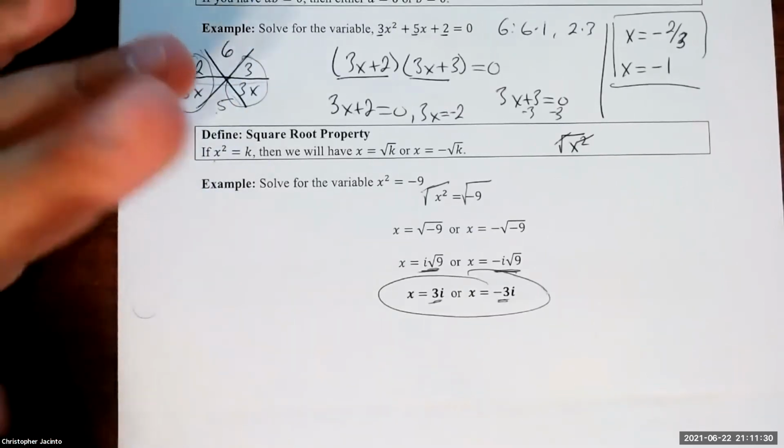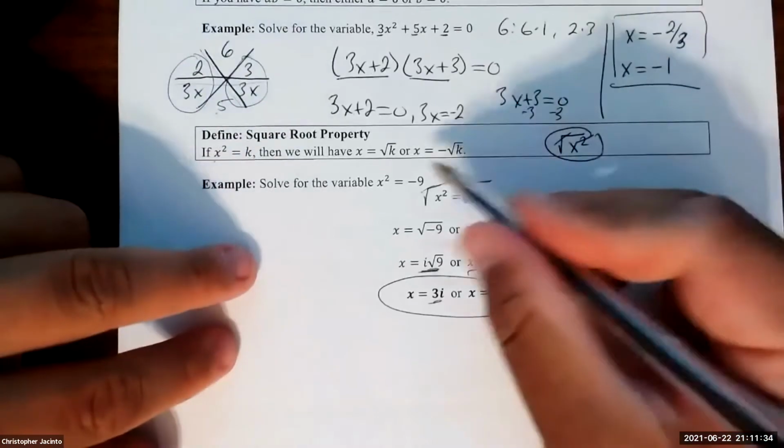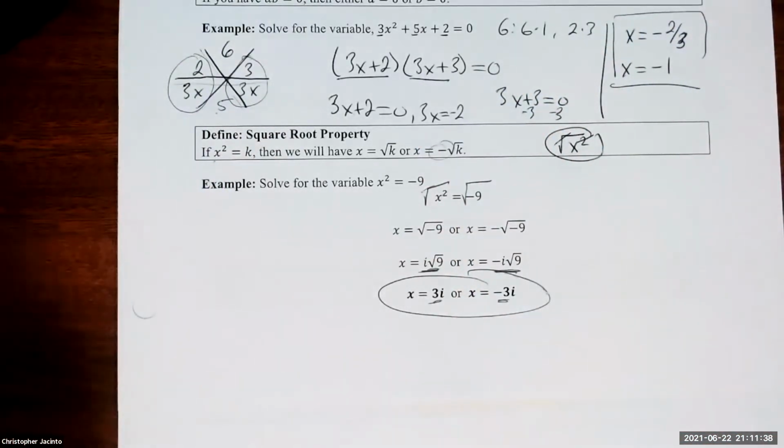So the biggest takeaway is whenever you take the square root of a squared, you will always have 2 answers, the positive and also the negative of that number. Okay, that's the biggest takeaway when it comes to the square root property.